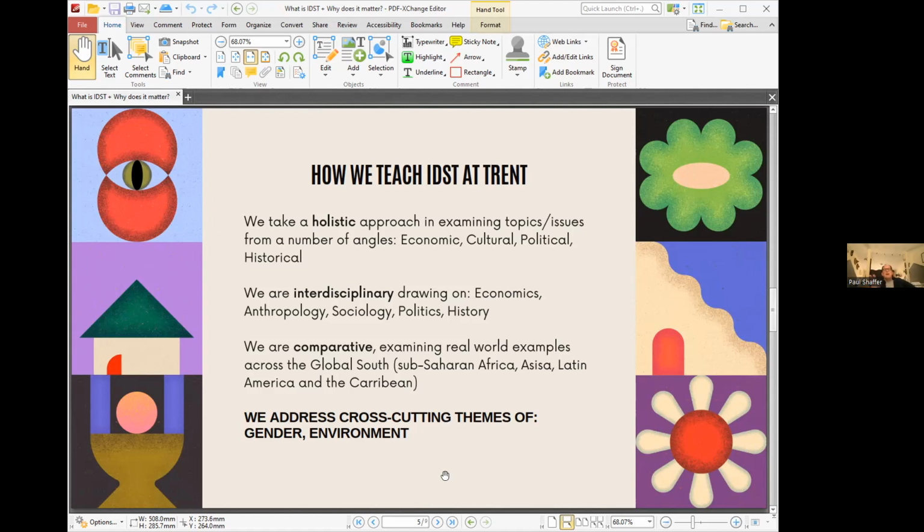And then comparative, in that we're looking at countries in different regions of the global south, but also comparatively with the global north, which used to be called the developed world, countries like Canada, and their relationship to the global south. And then cross-cutting themes that we offer are gender and the environment.